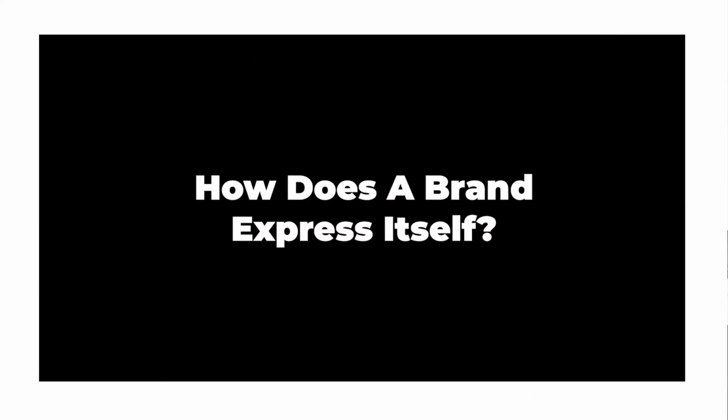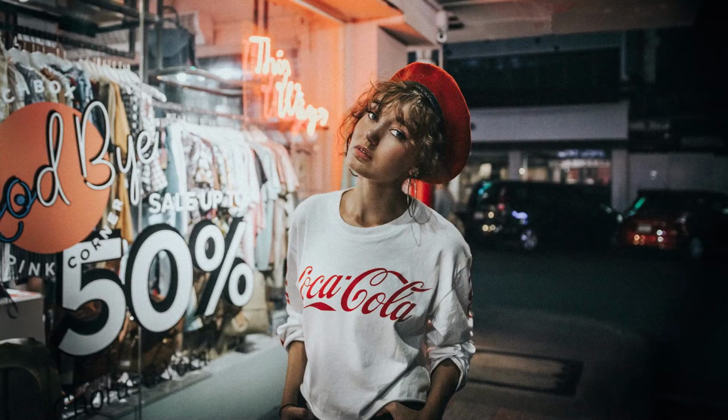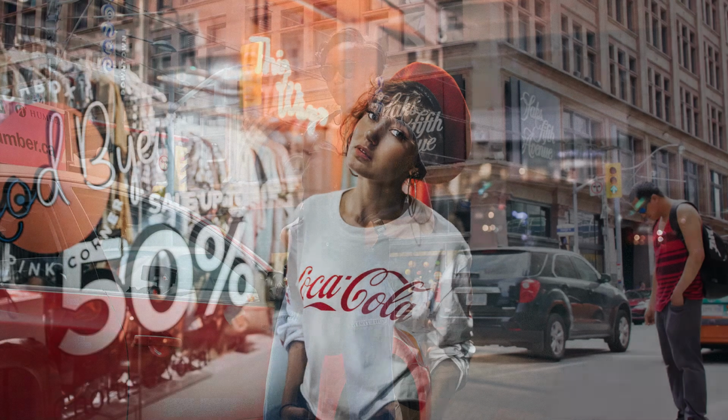So how does a brand express itself, and isn't the visual identity the brand expression? Well, the visual identity is part of the brand expression, but it's only the visual aspect. So if you think about humans, when humans interact with each other and they connect with each other, we have our visual appearance. So how we dress, how we wear our hair, what clothes we wear, what shoes we wear, any accessories that we might have, and the style of the clothes that we wear.